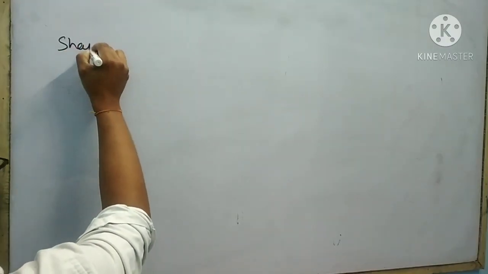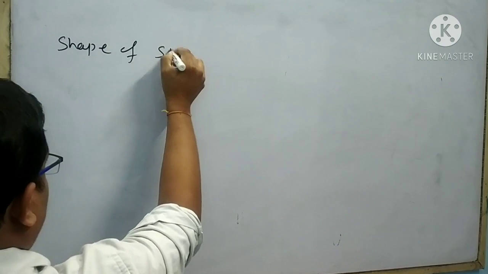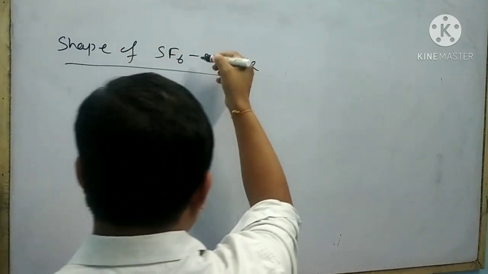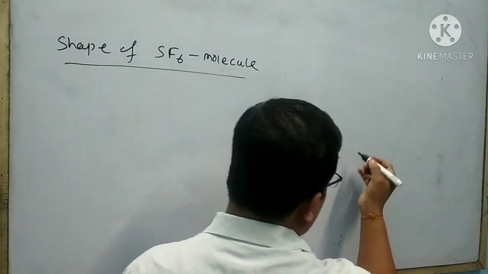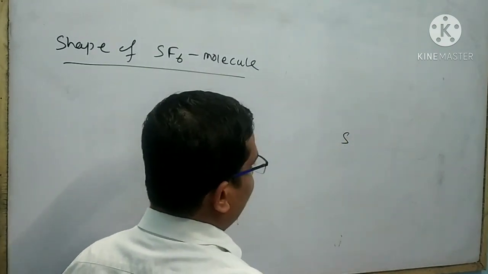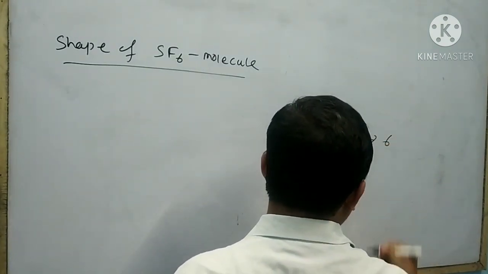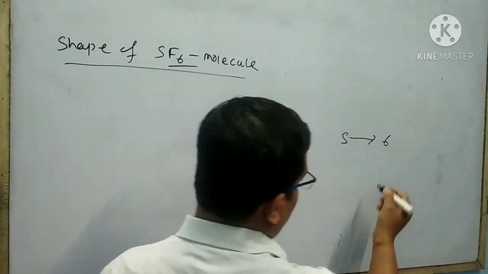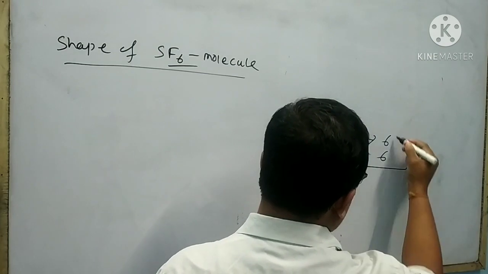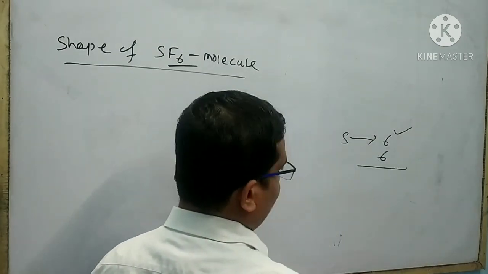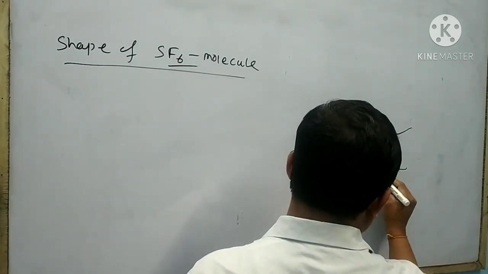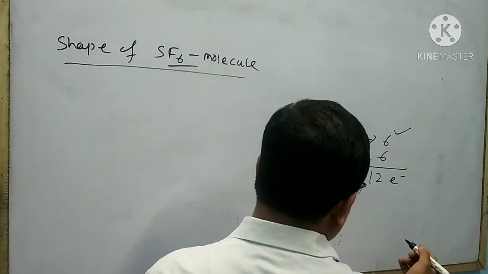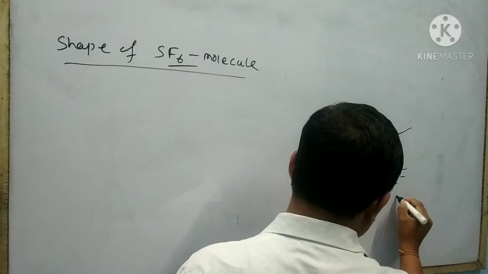Next I want to explain about the shape of SF6 molecule. In SF6 molecule, the central atom is sulfur. It has 6 electrons in the valency shell. There are 6 fluorine atoms, so it is bound to add 6 electrons with these 6 valence electrons. That means there are totally 12 electrons present. 12 electrons means 6 electron pair.